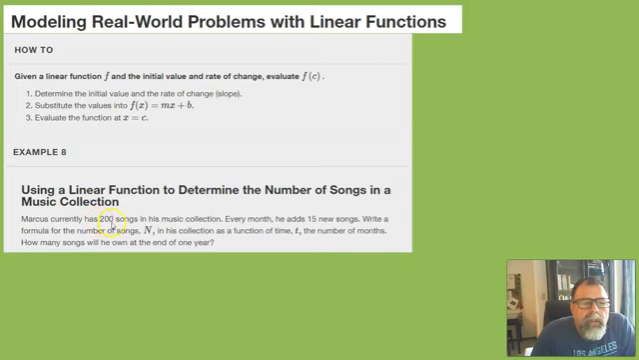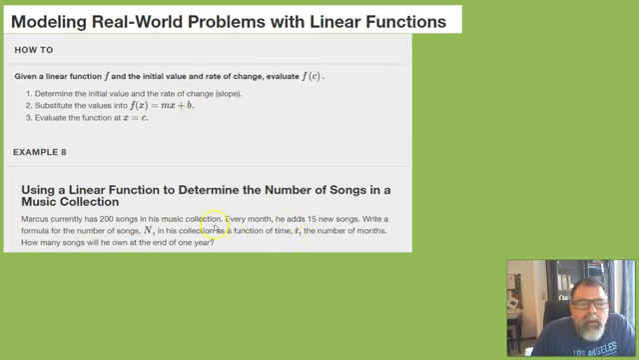Marcus currently has 200 songs in his music collection. Every month he adds 15 new songs. Write a formula for the number of songs in his collection as a function of time t, which is the number of months. How many songs will he own at the end of 1 year? Okay, so first determine the initial value and rate of change.